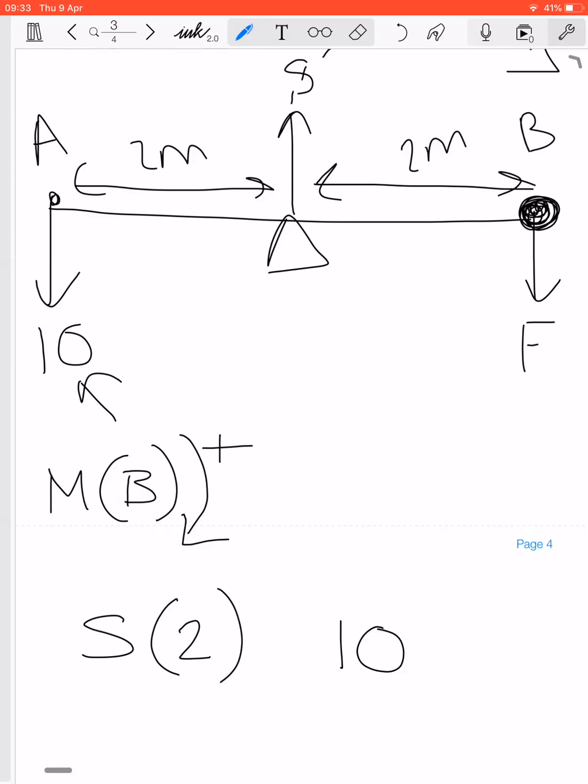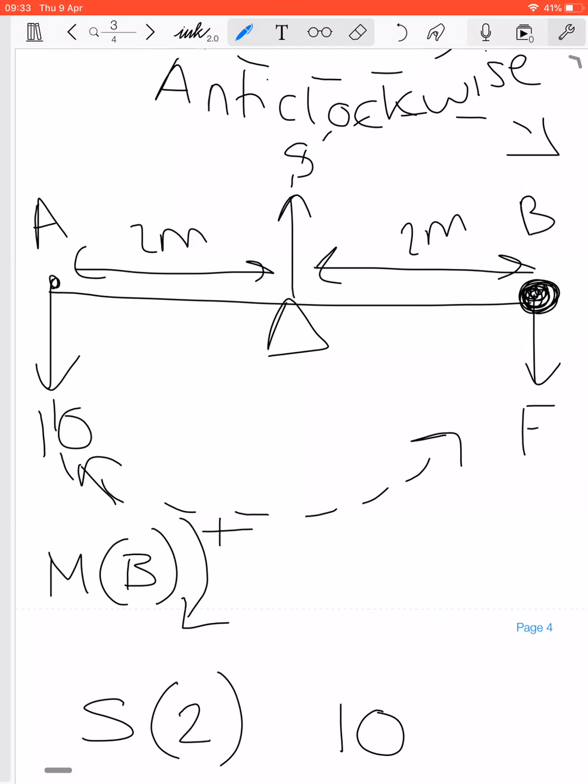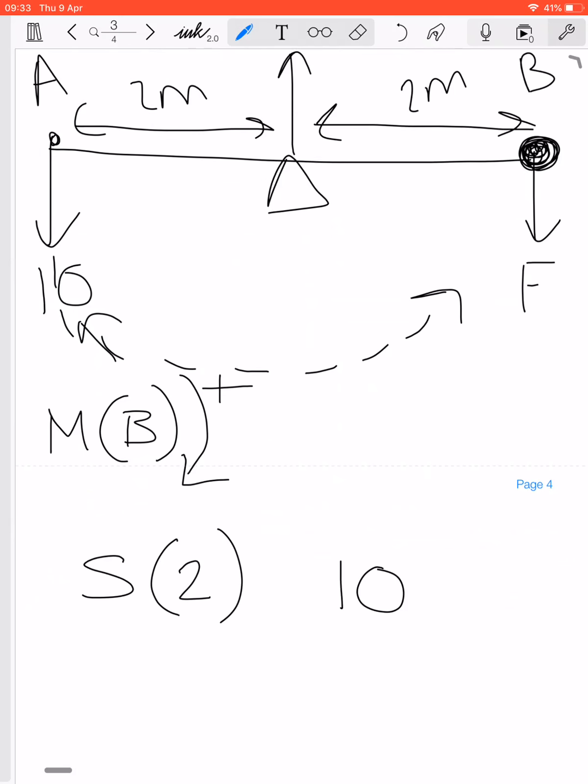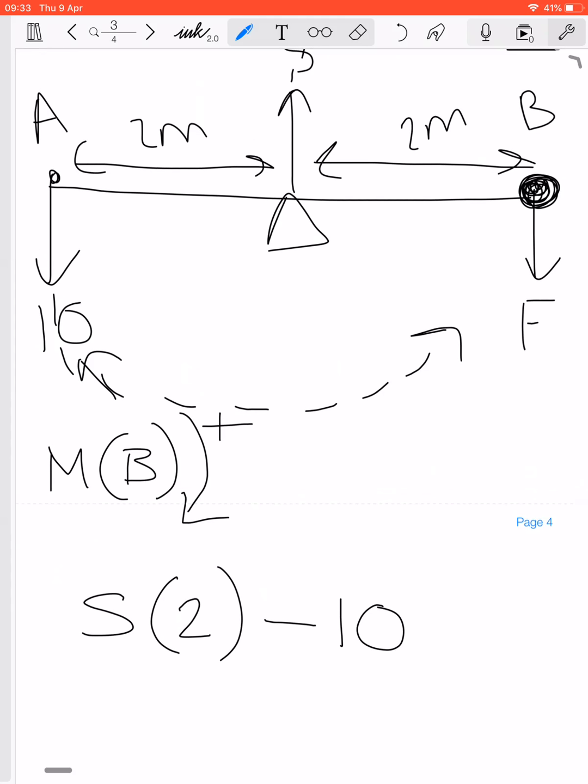But if I put my thumb on B and I pull down on my string at A, it's going to go down, down, down, and it starts to turn like so. That is anti-clockwise. So you can see that S is turning clockwise, 10 at A is turning anti-clockwise. So that's going to mean that this is a negative, like so. So I've got my minus 10 force times my perpendicular distance from my pivot. So from A to B is 4 meters.